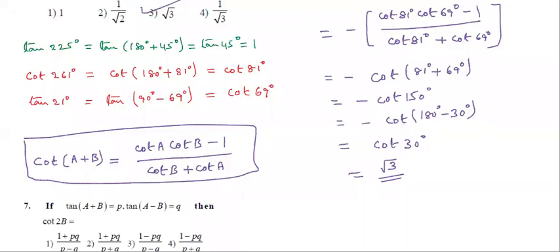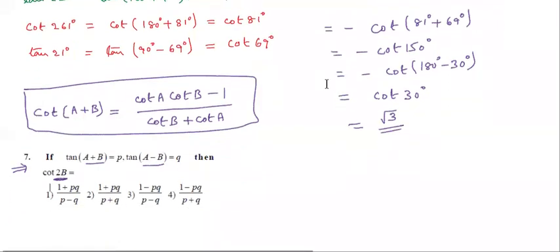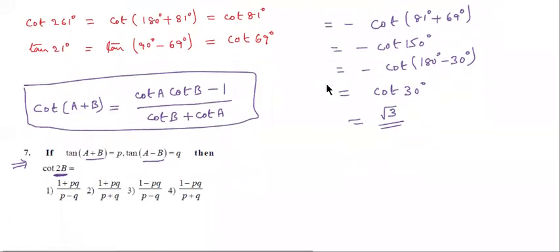Now see the seventh question, students. Tan of A plus B is equal to P. Tan of A minus B is equal to Q. Then cot 2B. Here angle A plus B, here angle A minus B. But here they are asking angle cot of 2B. There is no 2B angle. How to do now? See here.